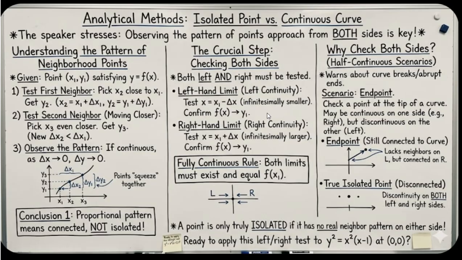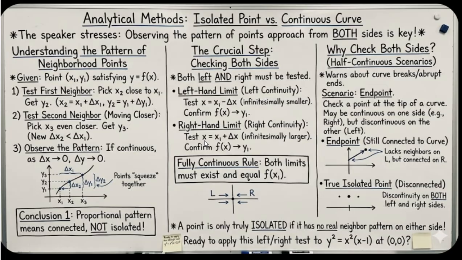But simply checking the left side is not sufficient, because somewhere the curve may break. The left side may be a continuous set, but the right side may not be. Then it is not an isolated point, because there are neighborhood points around the point on the left side. Then we can say that if f of x approaches y1, left continuity exists. If it does not exist, there is no left continuity.